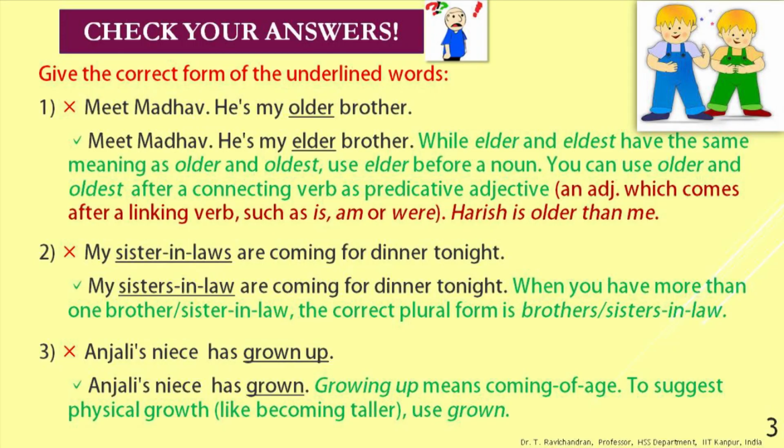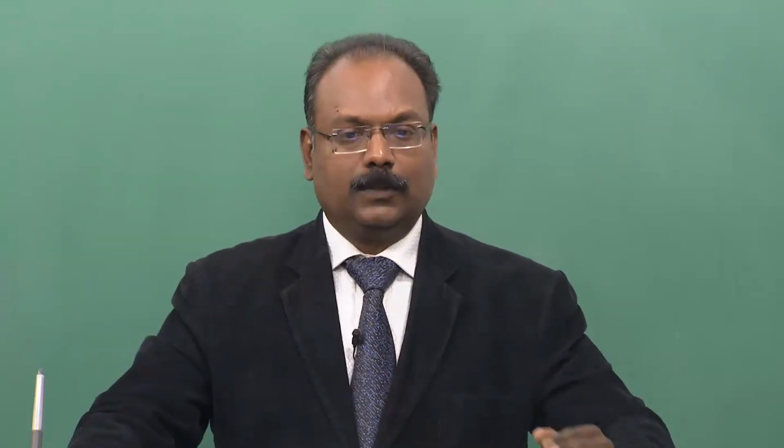Okay. The third one, correct form, Anjali's niece has grown. Now the wrong form is grown up. Growing up means coming of age, that is becoming physically matured. To suggest physical growth, such as indicating somebody has grown taller since the time you saw the person, you should use grown, not grown up.